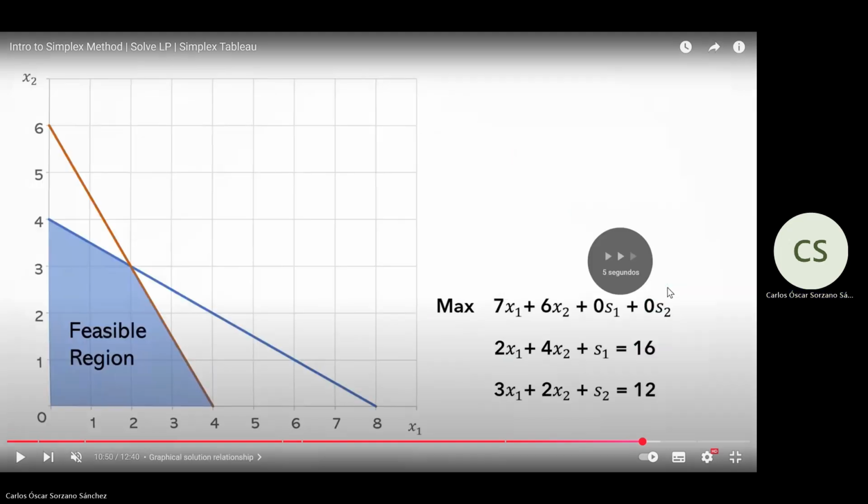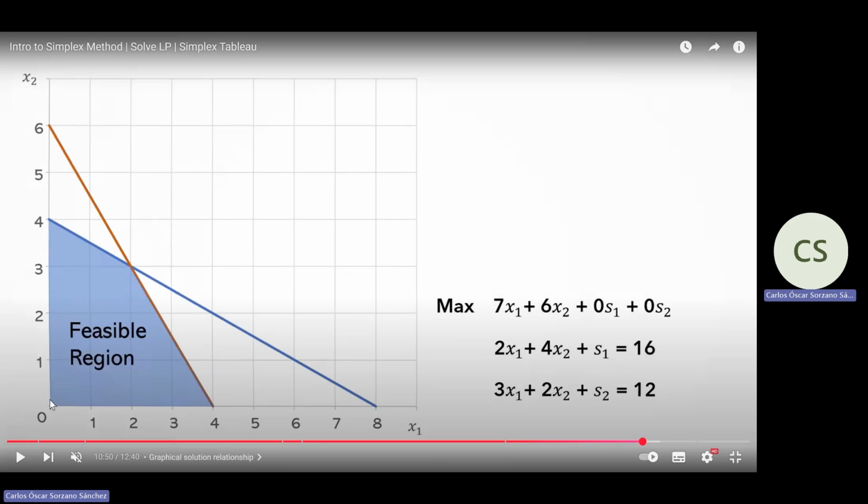And we can draw it because this is a very simple problem with only 2 variables. So we can make the drawing. These are our constraints. So we draw 2x1 plus 4x2 equals 16. This is one of these equations. The other one is this one. And then the feasible region is this one, that is a smaller or equal. So this is the intersection.